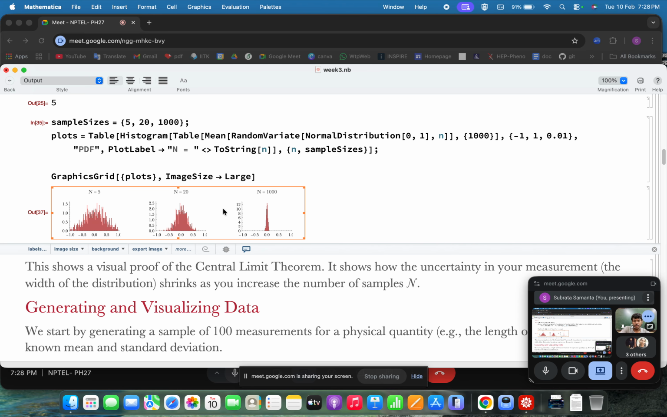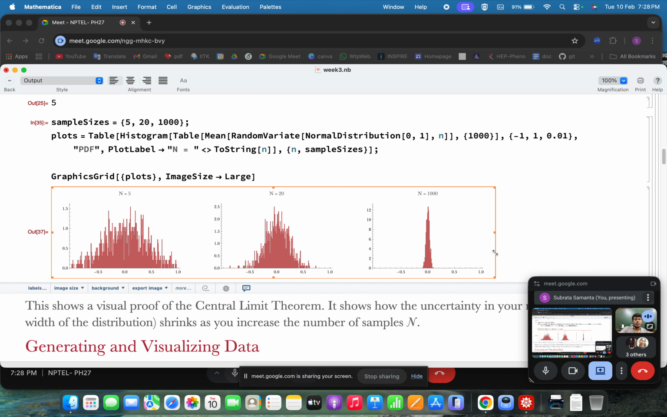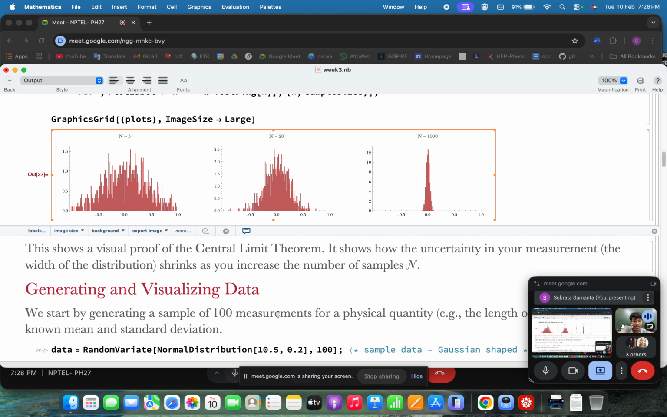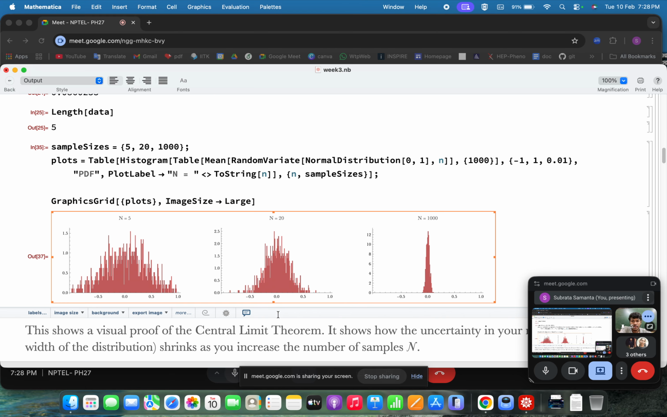Yeah, this is fine. So, if you increase more samples, then your error is small. That is the central limit theorem: the uncertainty in your measurements shrinks as you increase the number of samples. If you have any questions, you can ask, please.